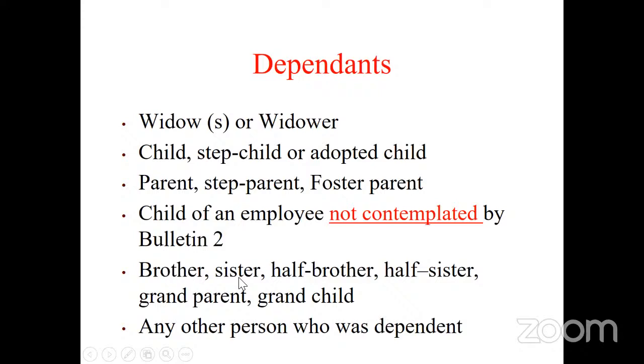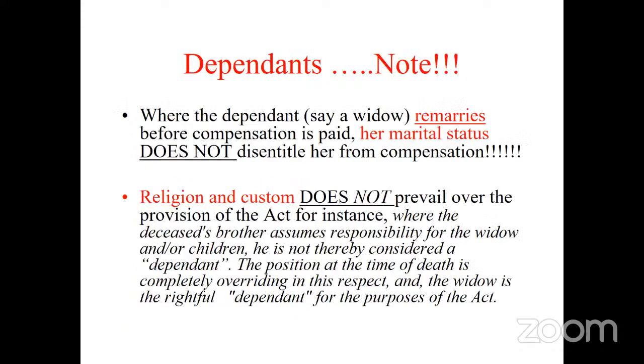Brother, sister, half brother, half sister, grandparent, grandchild. They're entitled to compensation. They're like dependent. And then any other person who was a dependent, ule alikuwa anakutegemea by then, they're entitled to get that compensation money. And then dependents, where the dependents, let's say a widow, remarries before compensation is paid.